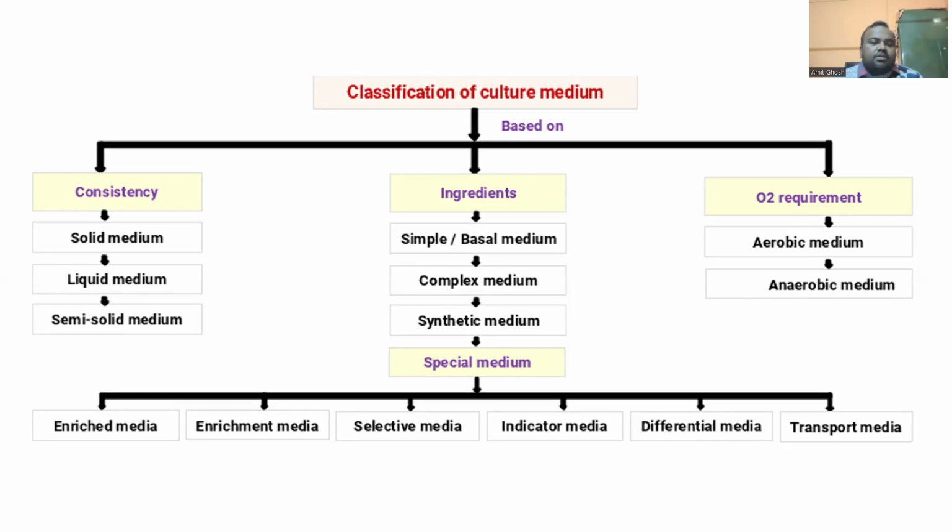In consistency, we can classify media into solid medium, liquid medium, and semi-solid medium. In ingredients, it is classified into simple or basal medium, complex medium, and synthetic medium. Based on O2 requirement, there are aerobic medium and anaerobic medium. We will learn the details one by one for every medium, with examples for the learning purpose. Next, special media can be divided into enrichment media, selective media, indicator media, differential media, and transport media.